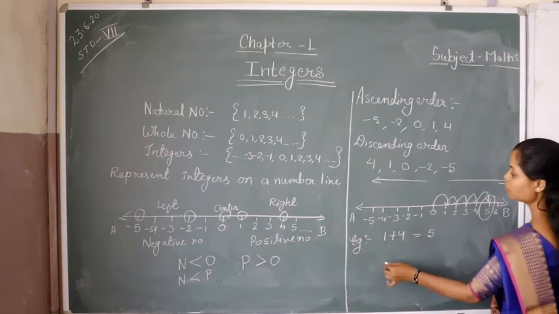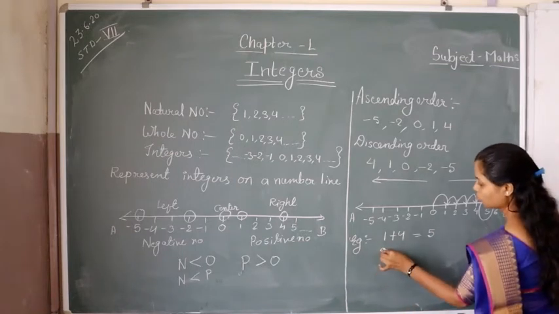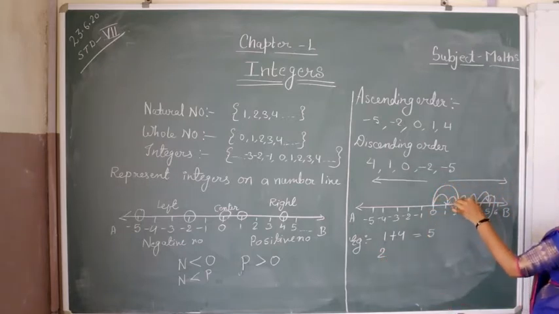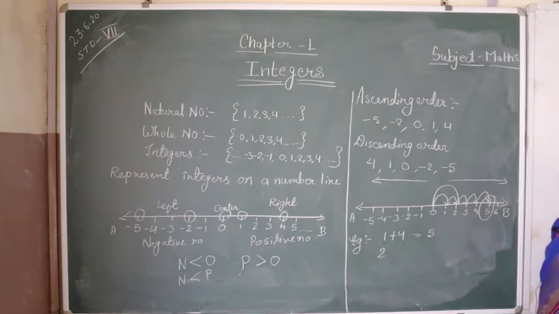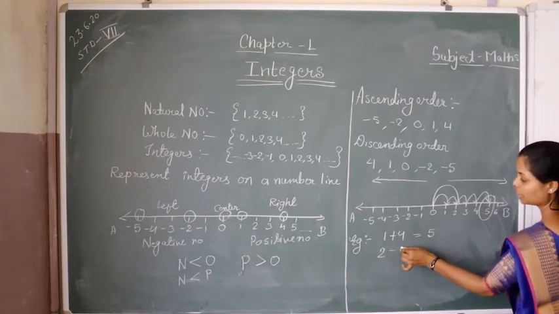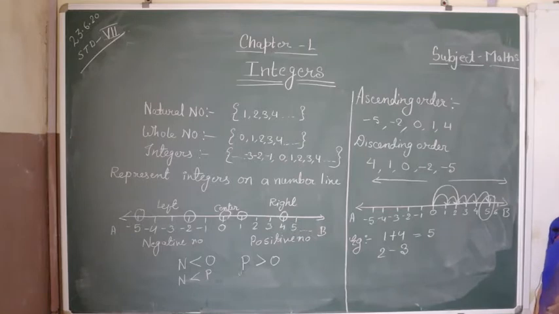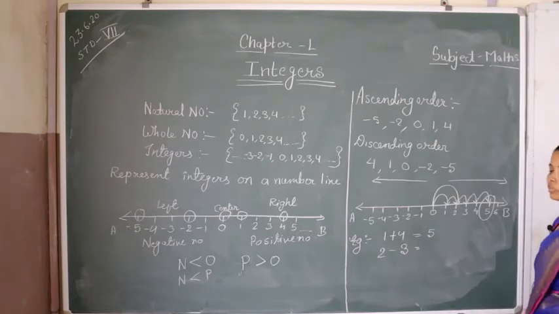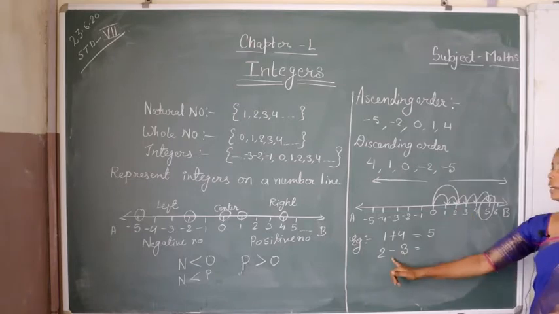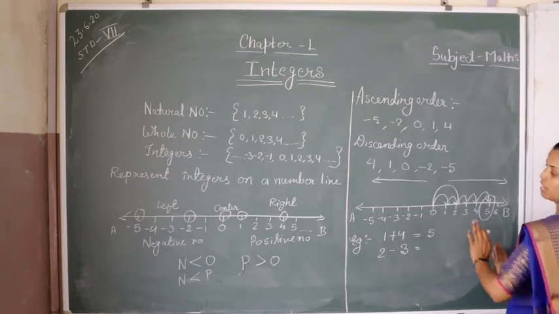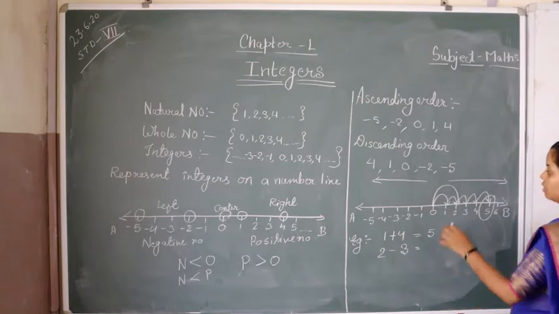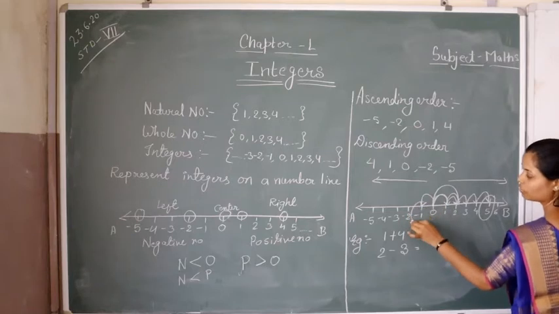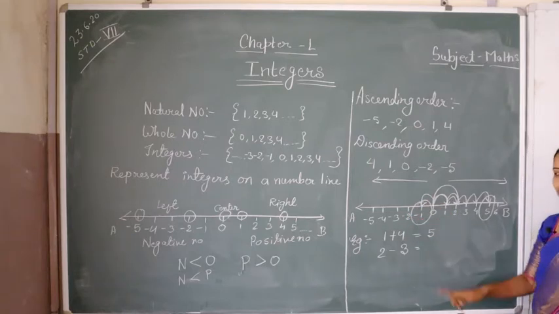Taking another example, suppose we have 2. So firstly we go 0 to 2. And when we add a negative integer, minus 3, we go left hand side by 3. 1, 2 and 3. So our final answer is minus 1.